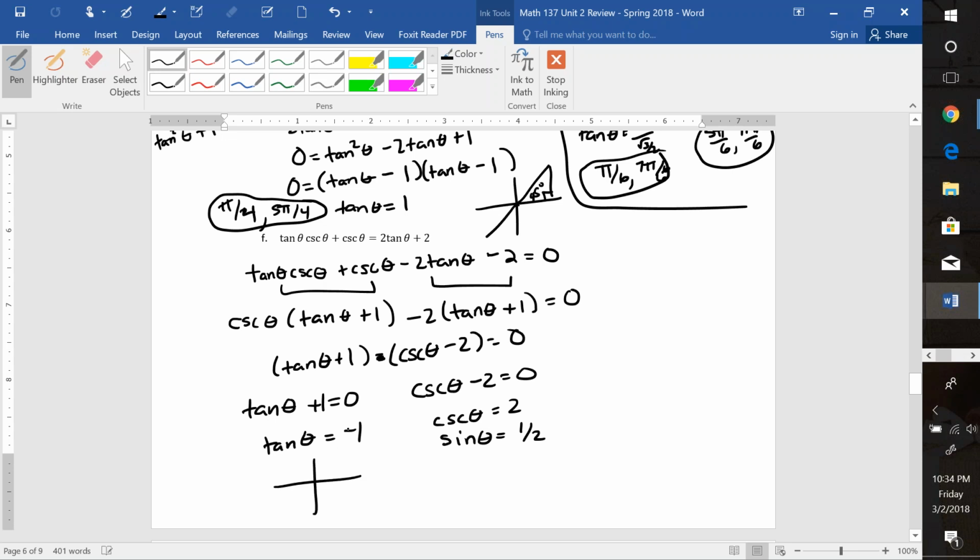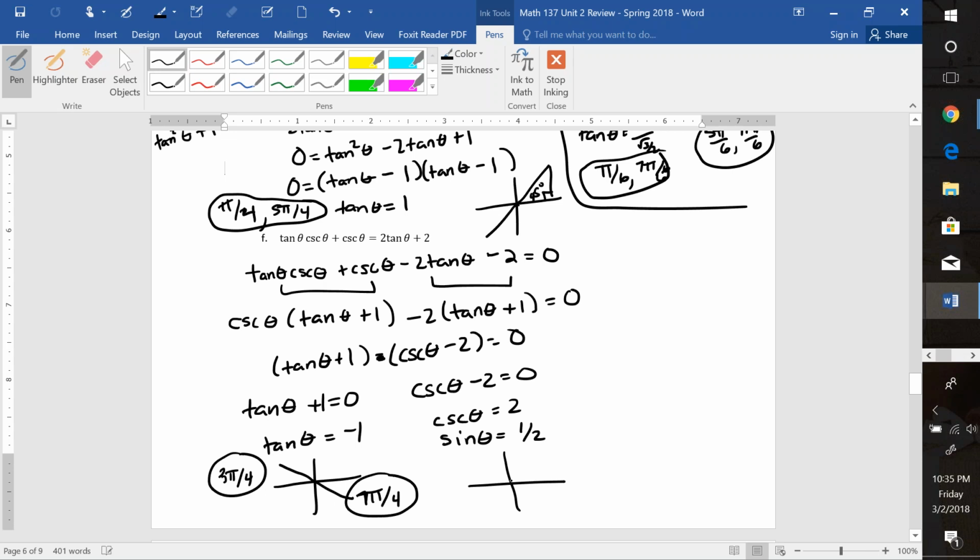So tangent, remember, can only equal 1 if you're at a 45-degree angle, and tangent is negative in quads 2 and 4. So that makes this 3 pi over 4 for this one, and it's going to be 7 pi over 4 for down here. And then sine is positive 1/2.